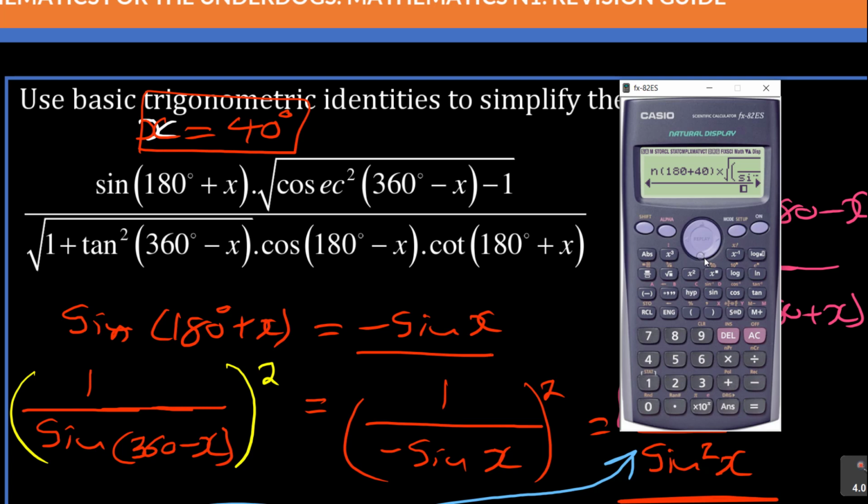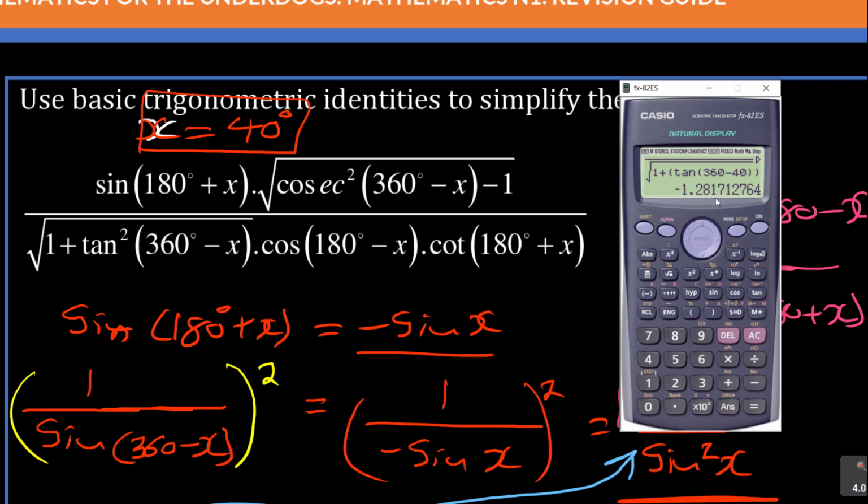Alright, go down. Okay, that was not as bad as I thought. Square root of 1 plus, again 10 squared, put a bracket, and you say 10 (360 minus 40), close the bracket and close this one, then you put a square, times cos, again is (180 minus 40), close, times cot, put a fraction, which is 1 over 10 (180 plus 40), close that bracket, equal to, must not give me an error. It says minus 1,28.